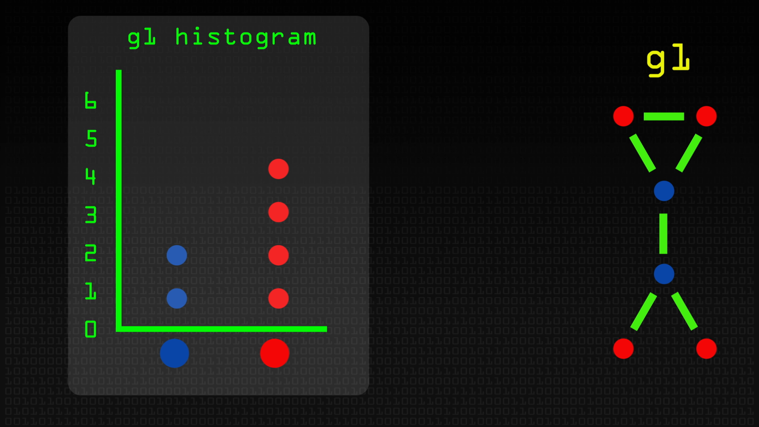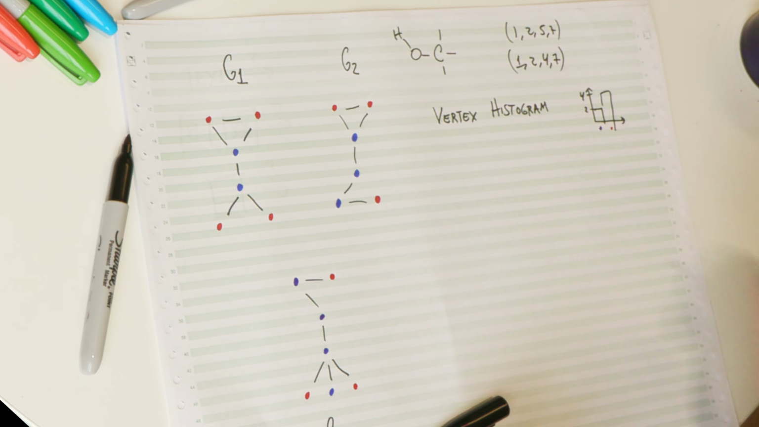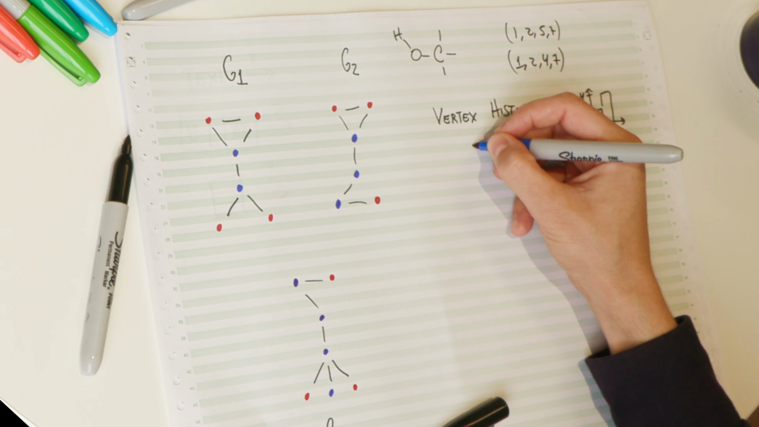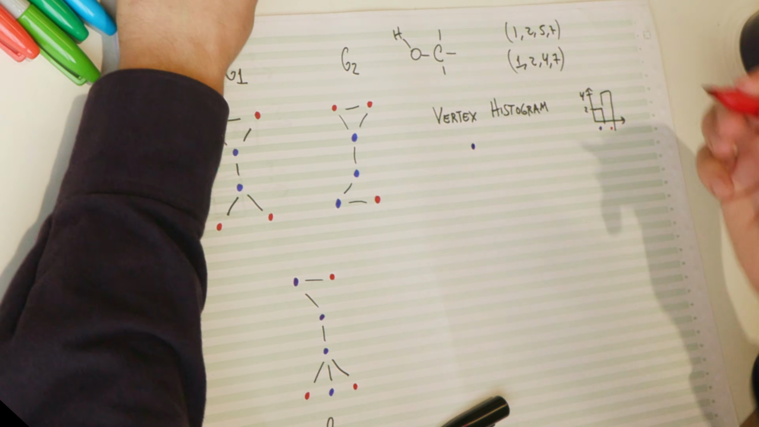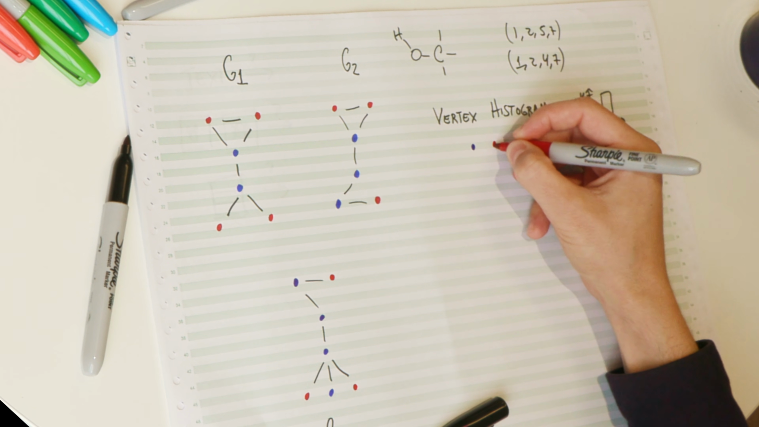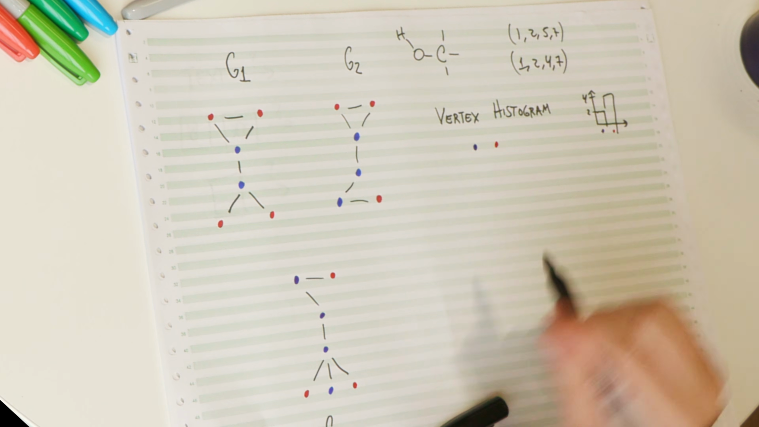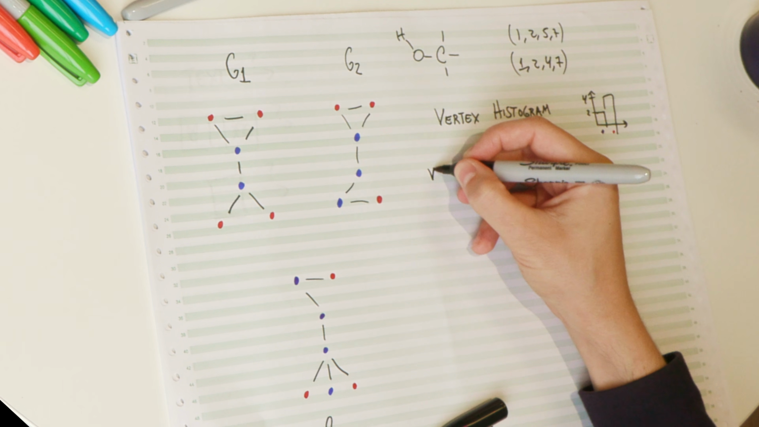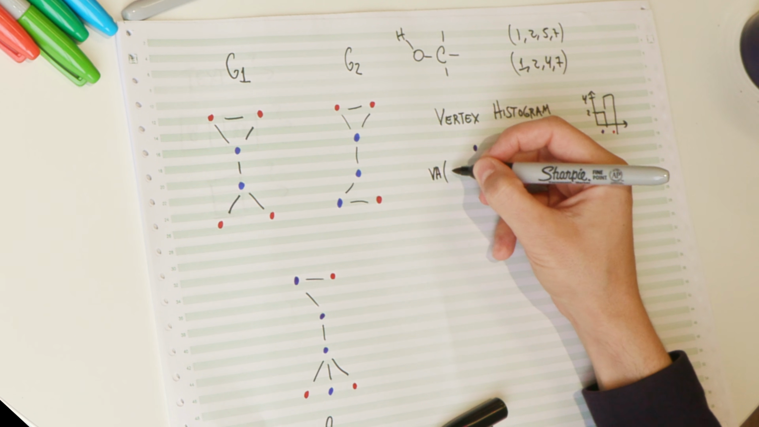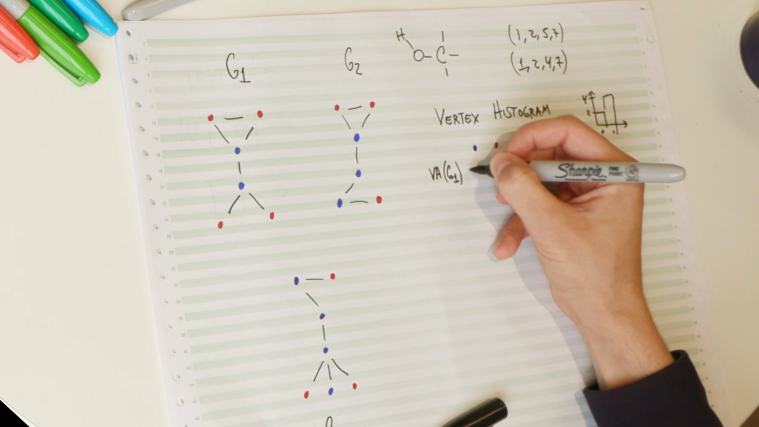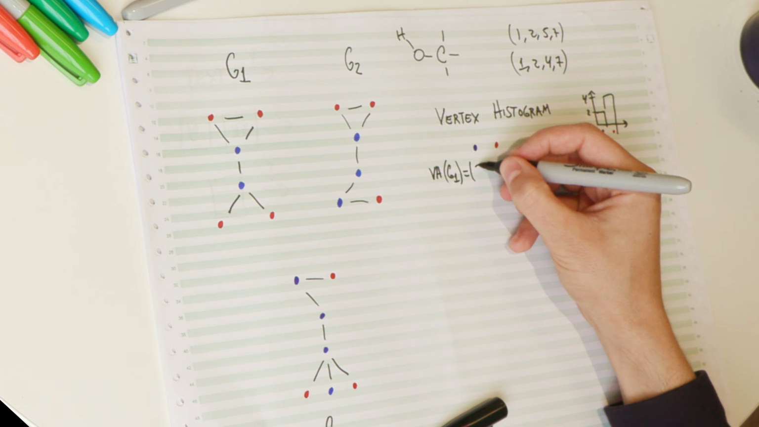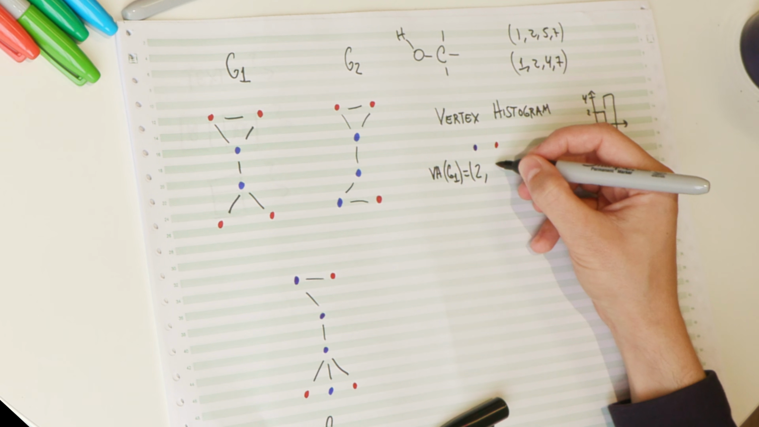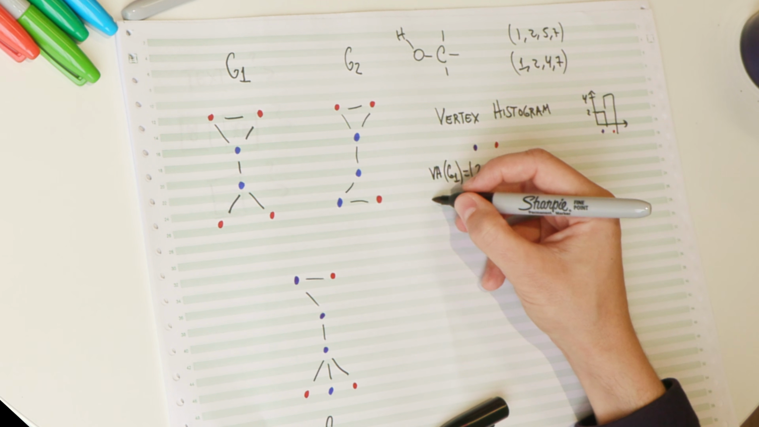I will not draw histograms as plots like this. I'm just going to draw vectors. So that's going to be quicker, I think. So I'm just going to get blues, reds. And we're just going to calculate. I'm going to call them VH for vertex histogram, in this case of G1. So this is going to be a vector that has 2 blues and 4 reds.